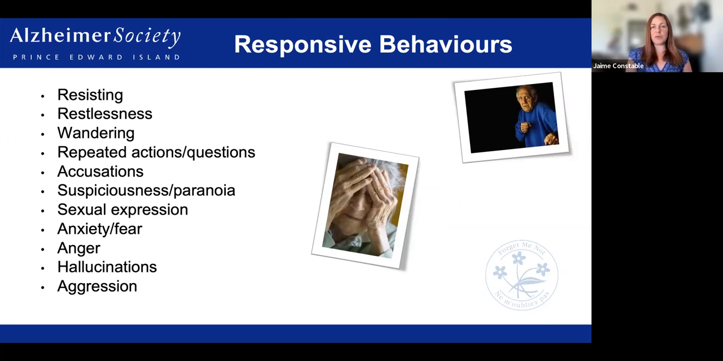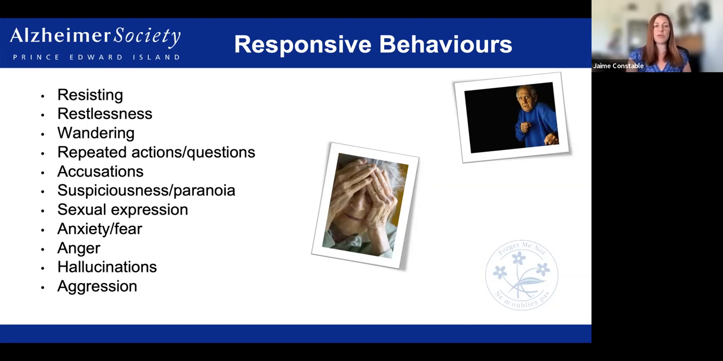Now, the connection between communication and behavior we talked about earlier, but these behaviors can emerge and they're not necessarily a result of communication issues. There can be other reasons why they're emerging, but certainly having good communication minimizes the emergence of some of these behaviors. The ones on the screen are not a complete list, but these are some of the ones that people find really troubling. And they're ones that can impact the safety of the person living with dementia. So you want to start to figure them out and minimize them.